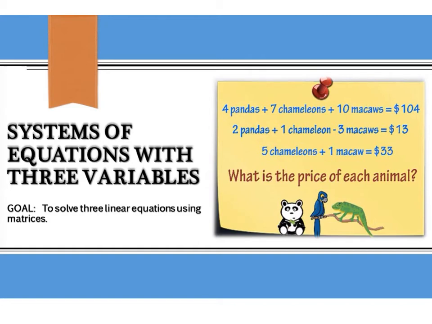So you can get 4 pandas, 7 chameleons, and 10 macaws for $104, 2 pandas, 1 chameleon, 3 macaws for $13, 5 chameleons, and 1 macaw for $33. What's the price of each animal? That's what you'll find out how to figure out in the systems of equations with 3 variables. Your goal is to solve 3 linear equations using matrices.